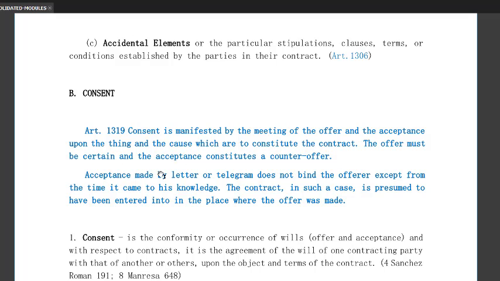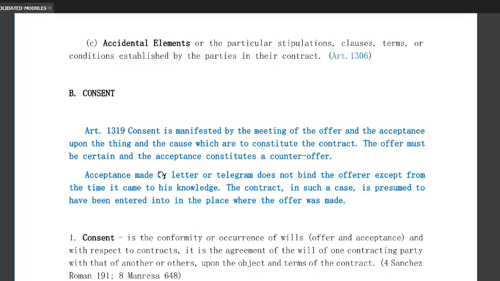So, here, as a requirement of consent, it must be given by the parties. It should be freely and intelligently given, and it is the expressly manifested will of the contracting parties. And then, as well, in order that the parties could give a valid consent, they must also be capacitated to enter into a contract.